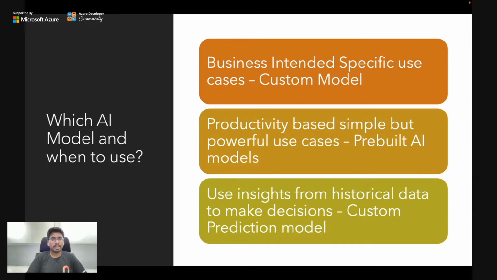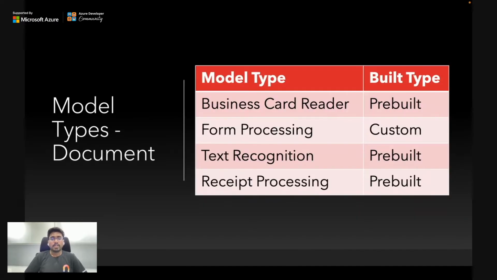So that's the exact thing we are going to see next. We will see what the different types of existing models are. Now that we know there are three different types that can cater to my business needs, we have model types for documents. The business card reader is a pre-built model.